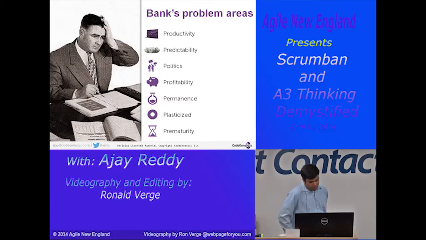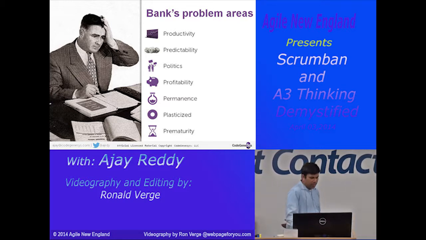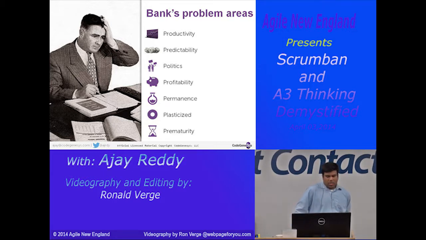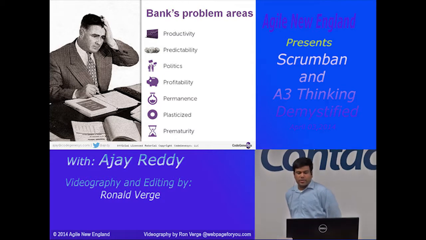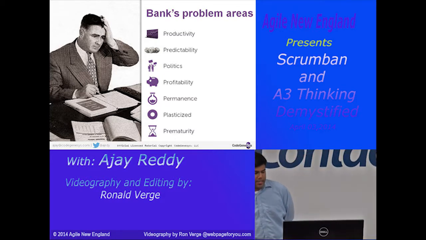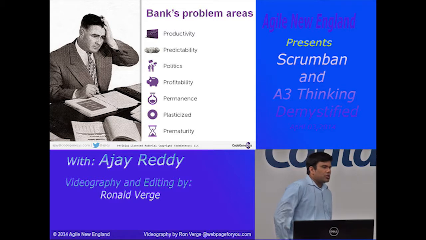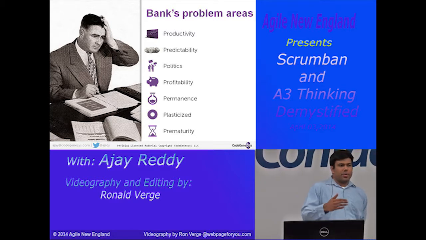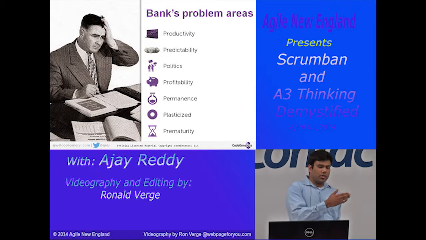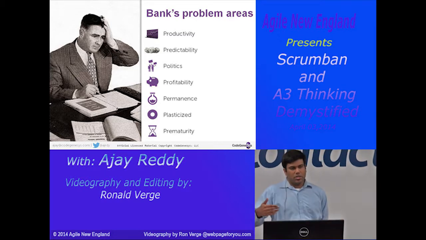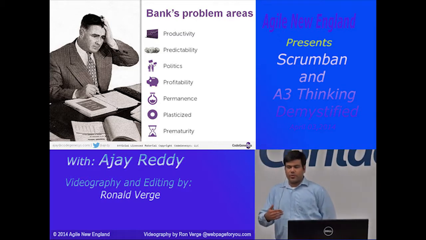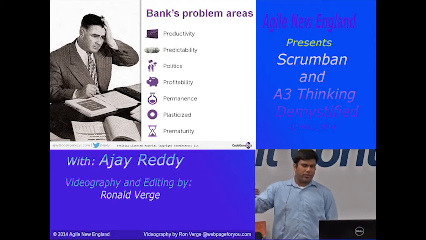So the bank's specific problem areas were productivity, predictability, politics, profitability, permanence. They were plasticized, and I'll explain this in a second, and prematurity. I'll speak to one of them particularly. What I mean by plasticized is because of these generations of Agile transformation. They had one in 2001, 2002 timeframe, 2007, 2008 timeframe, and then again in 2012 and 13 timeframe.